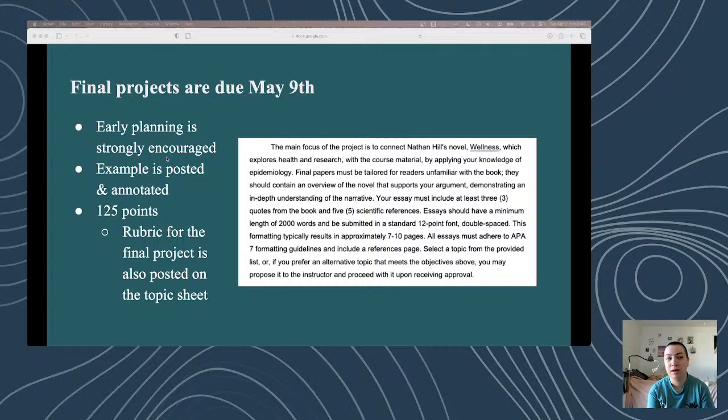I really mean that. And it's 125 points. I know on the syllabus it says it's 150 points because the proposal is the last 25 points. And the rubric for the final project is also posted on the topic sheet. It is basically all the things that I say here, just with point values assigned, okay?